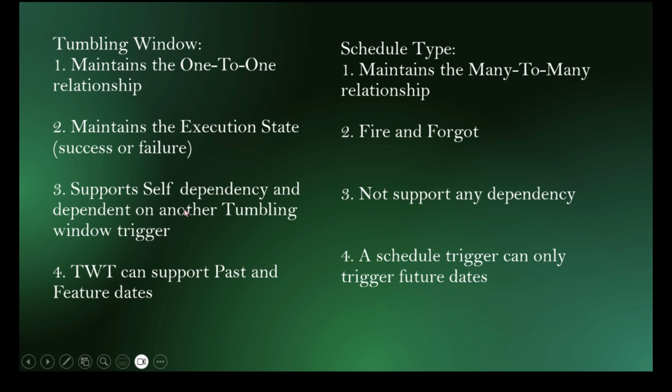And the tumbling window supports self-dependency and dependency on other tumbling window triggers. That means tumbling window dependency is there, and a dependency type is there. We will discuss those things in the next slides. The schedule type will not support any dependency. TWT, the tumbling window trigger, can support past and future dates, and the schedule trigger can only trigger future dates. So we will see these things.